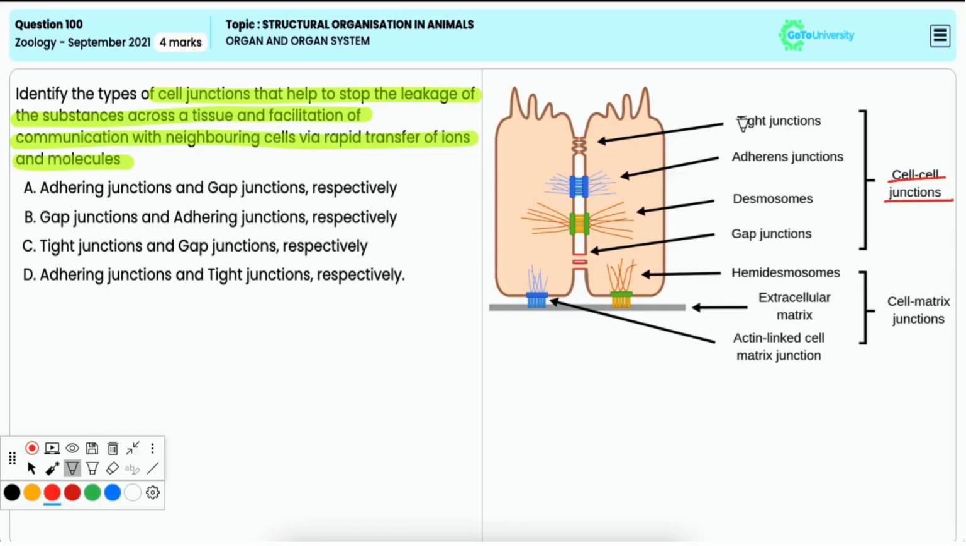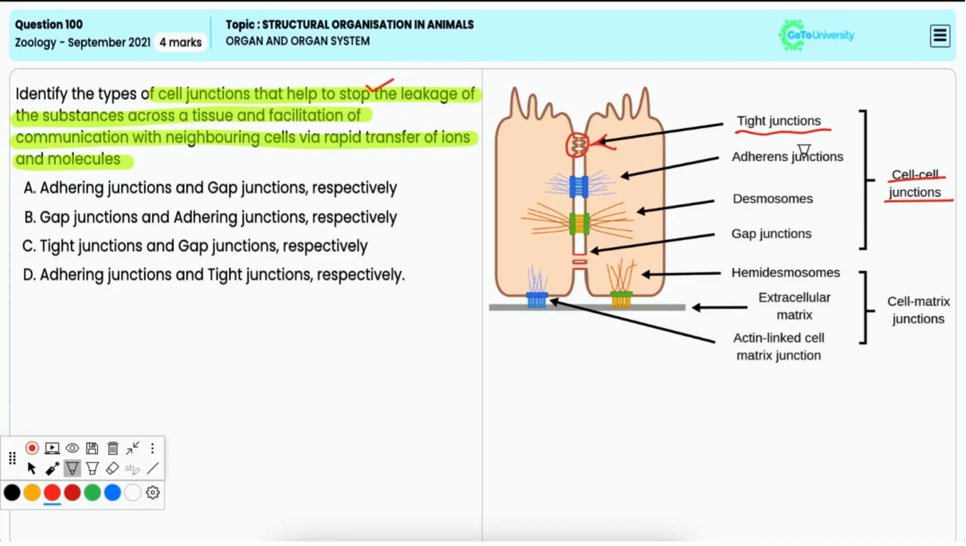Number one, tight junctions, which are specialized cell junctions that prevent the leakage of substances between adjacent cells. They create a seal that blocks the passage of ions and small molecules, ensuring that materials must pass through the cells rather than between them. So, this aligns with the requirement to stop leakage across a tissue.